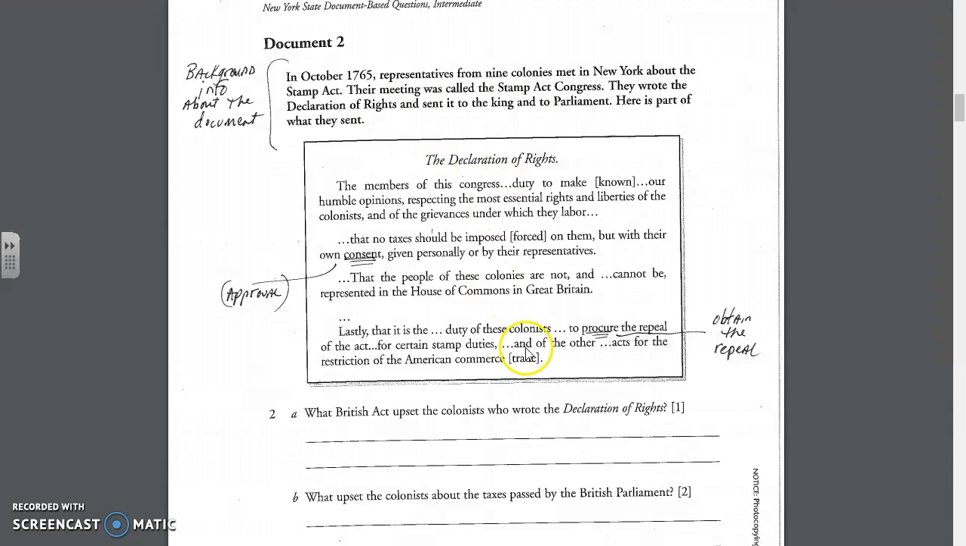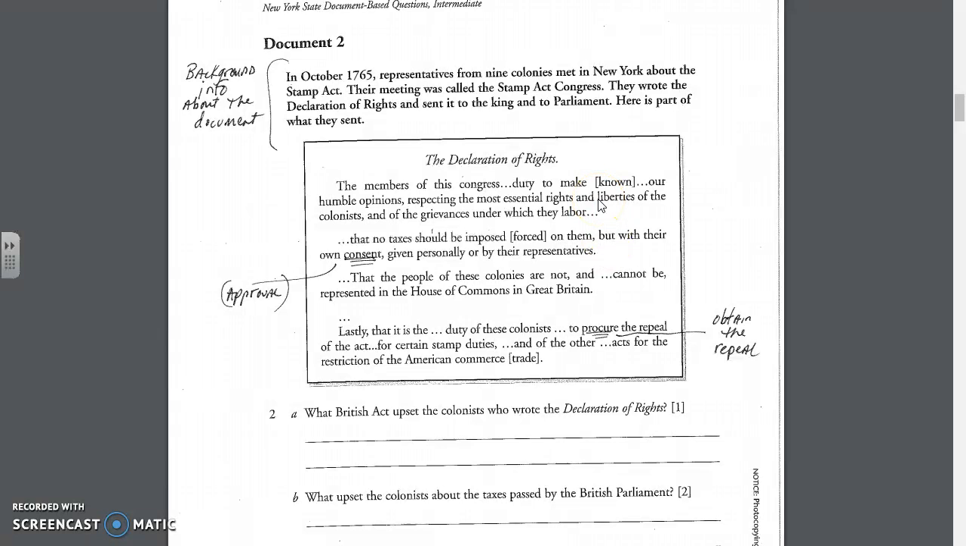And it is very important that you attack this one paragraph at a time. And take note here, over on the left, I put the definition of consent, which means approval. And over here, I put the definition of procure the repeal. It means to obtain the repeal of the act. So you have a little understanding of what those terms mean. You also will be going over some of these terms in Mrs. Barnell's ELA classes throughout the next couple of weeks on these documents.